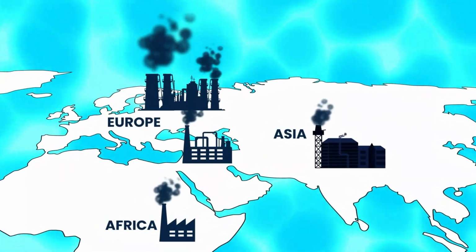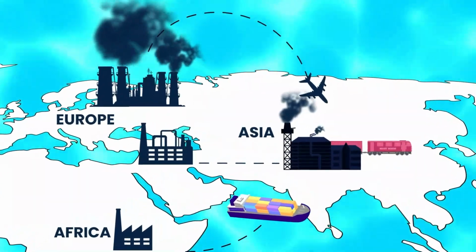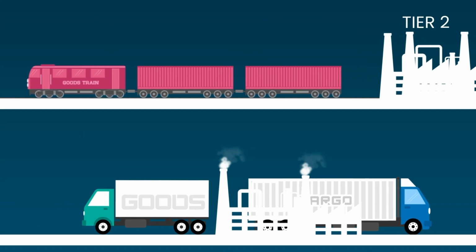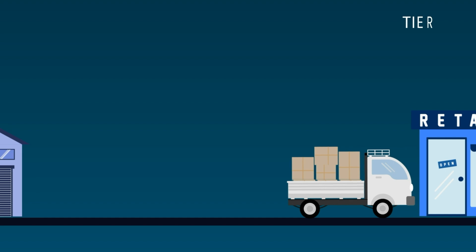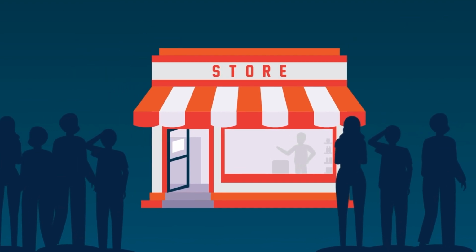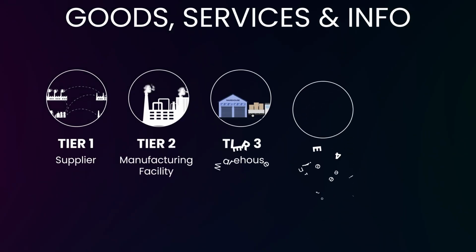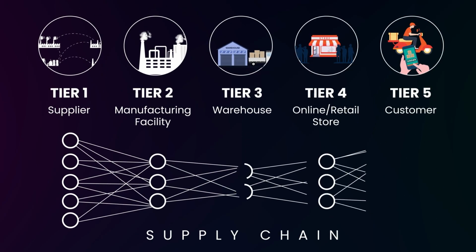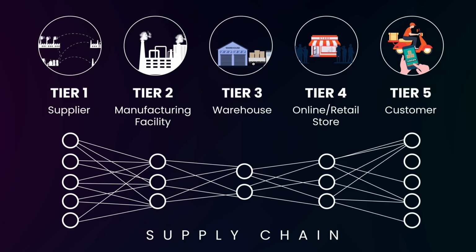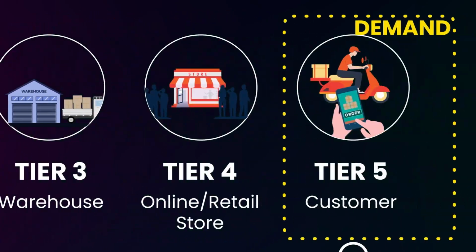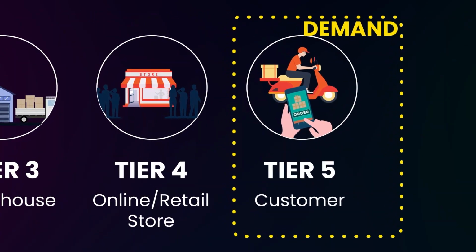Let's look at the classical supply chain architecture consisting of 5 tiers spanning from suppliers at tier 1, manufacturing facility at tier 2, distribution center at tier 3, online or retail store at tier 4, and end customer at tier 5. There is a movement, a flow of products, information, and financials across these 5 tiers of the supply chain. Operationalizing circular economy deals with 3 out of these 5 tiers, namely supplier and manufacturing facility at the supply side and customer tier at the demand side.